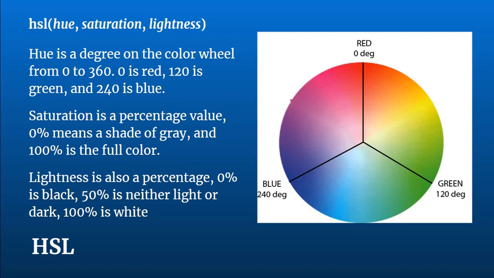And also lightness is a percentage. It is like contrast and brightness. So 0% is black and 50% is neither light nor dark, 100% is purely white. So you can use HSL also to give colors to your HTML and CSS, right?